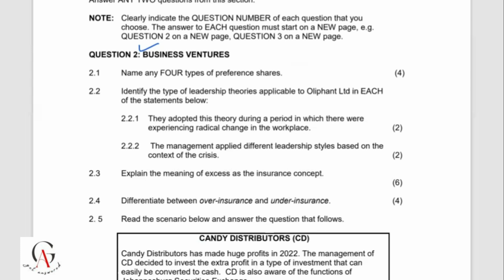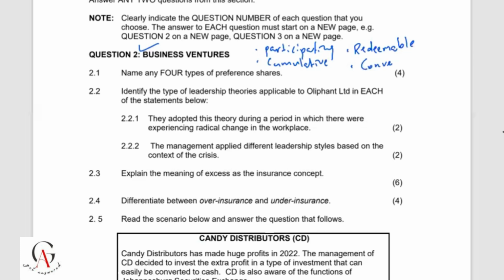So now we're saying that we have participating preference shares, and then also we have cumulative preference shares, and also we have redeemable preference shares. And lastly, we also have what you call convertible.